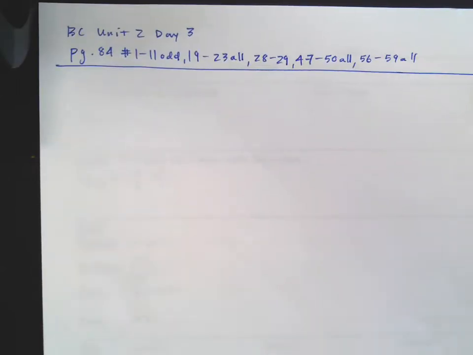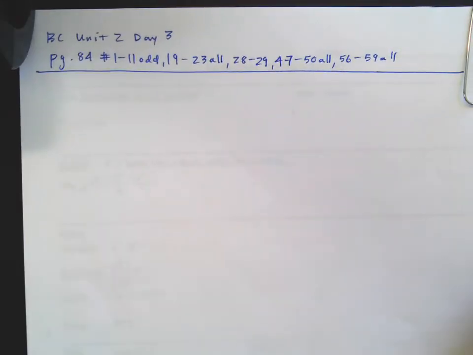Okay, BC Unit 2, Day 3 assignment on the book, page 84: 1 to 11 odd, 19 to 23 all, 28 and 29, 47 to 50 all, 56 to 59 all. So let's do some of these. The first 10 problems say define points of continuity, find the points of continuity and the points of discontinuity of a function. Identify each type of discontinuity.